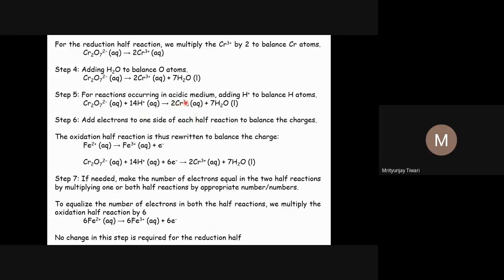For the right hand side, 2 into 3+ for the chromium, there is 6+ charge. So 6+ charge is there on the right hand side. And in the left hand side, when we look, 14 H+ ions are there. 14 H+ means +14 charge, plus one dichromate ion which has minus 2 charge on it. So +14 minus 2, the net charge is 12+ on the left hand side.